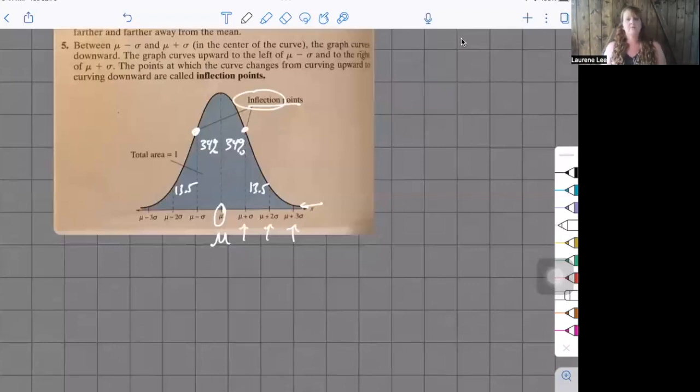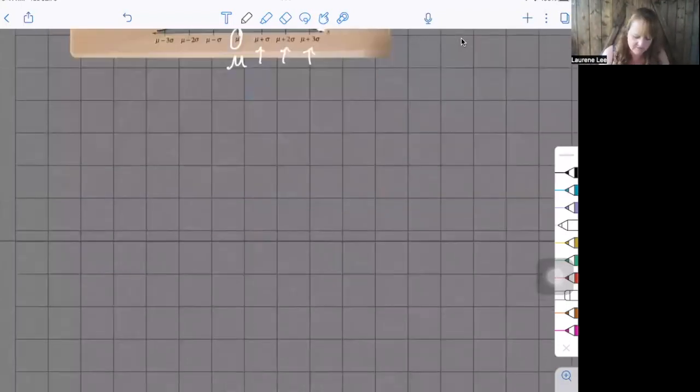Now, given all of these parameters for a normal distribution, these distributions can be fat or skinny depending on what the standard deviation is, and they can be anywhere on a number line depending on what the mean is. So here are some examples of that.